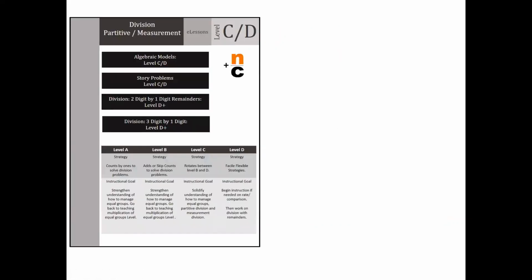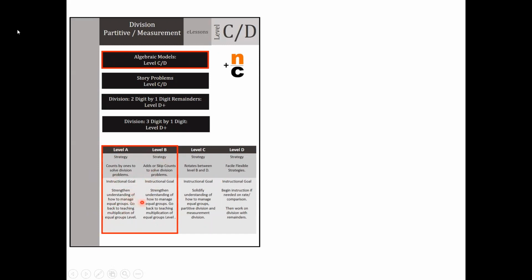So this is what the division lesson plan looks like. And what's important to understand is, if you take a look at the division levels, there is nothing on here for level A and level B. And the reason why is, if you look down here where it says level A and B, it tells you you have to go back and work on multiplication of equal groups with a missing factor, as a multiplication equation, okay?